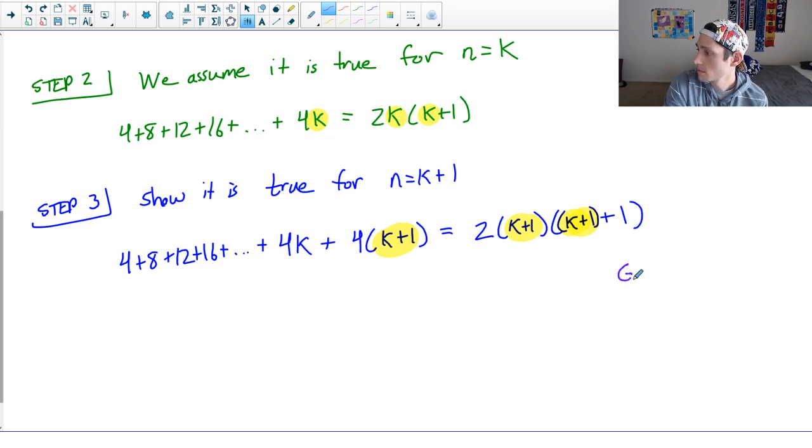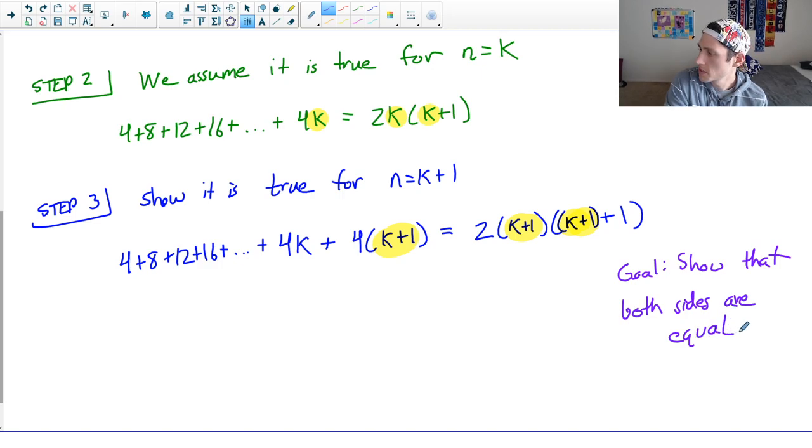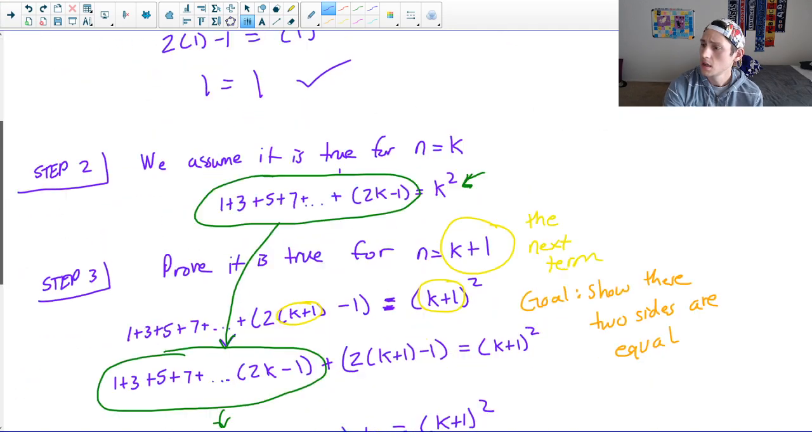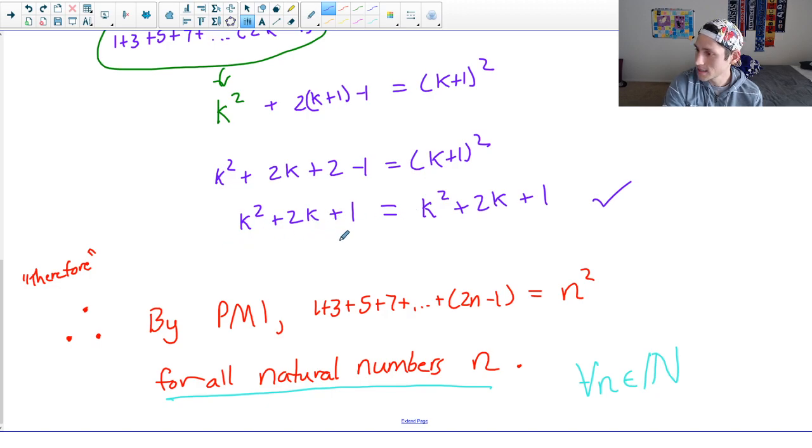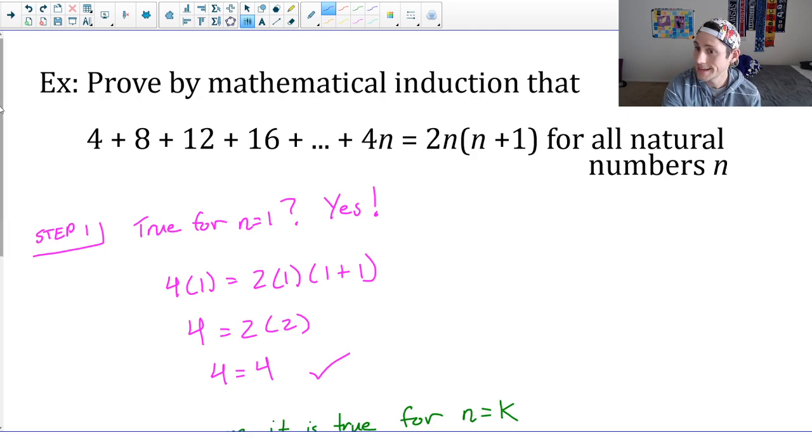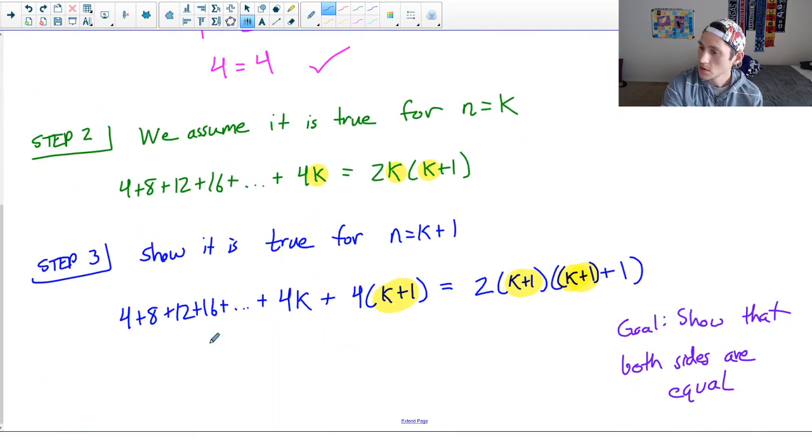And again, my goal, just like on the last one, is to show that both sides are equal. Just because there's an equal sign between them, I can't really say that they are definitely equal. So can I manipulate it until, like on the last one, we got exactly the same thing, k squared plus 2k plus 1, k squared plus 2k plus 1. All right, that's my goal. What this will do is prove that if any domino we push falls down, the next one will also fall down.